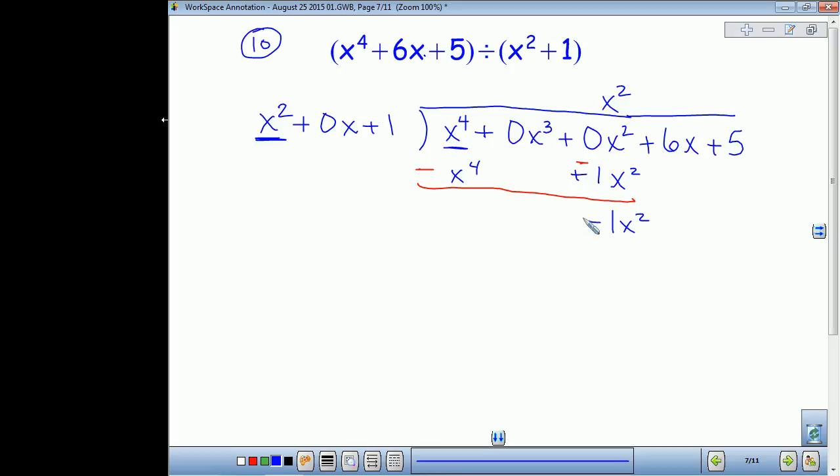Now, do you see that this, essentially the way I wrote it, has 1, 2, 3 terms? So right now I've only got 1 term. So how many terms do I need to bring down? 2.